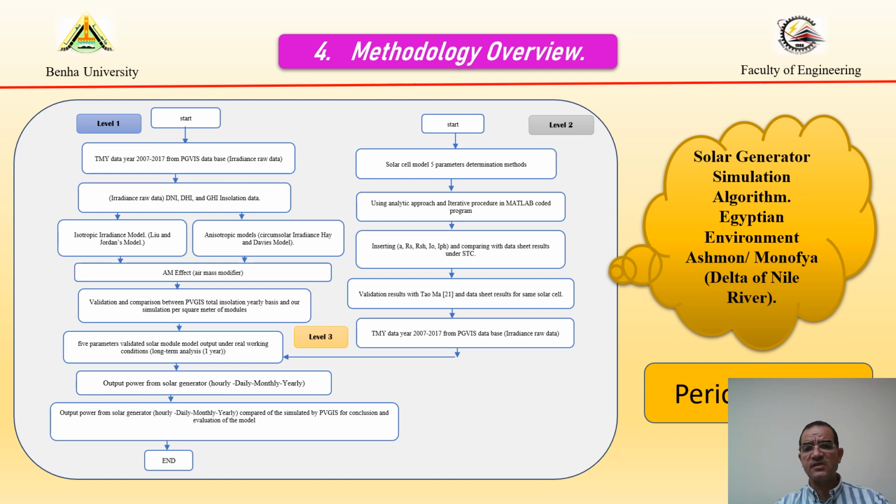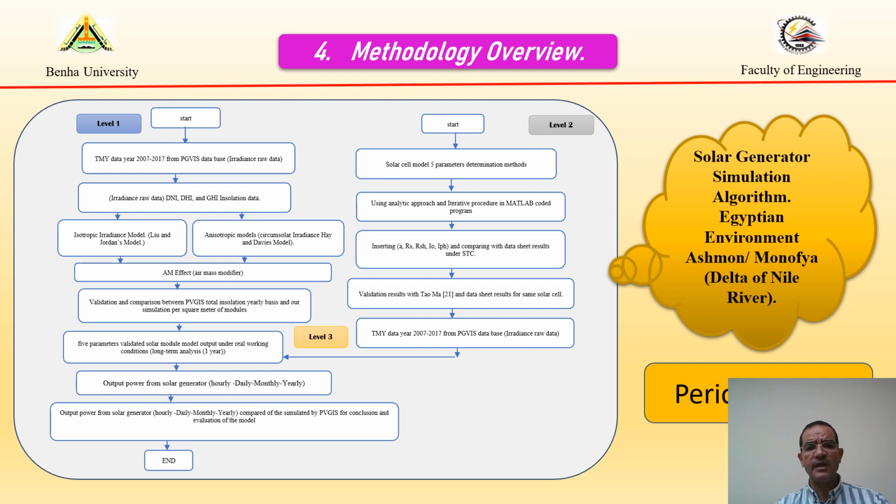The main algorithm is a solar generator simulation algorithm. It consists of 3 levels. Level 1 is to collect and process data from a free radiation data website, which is European Union, using the typical meteorological year from 2007 to 2017. It includes irradiance data, DNI, DHI, and GHI insolation data. This data is fed to isotropic radiance model and anisotropic radiance model, Liu and Jordan and Davis and Hay.